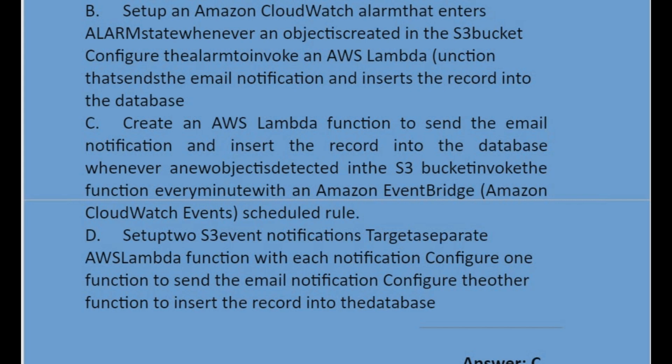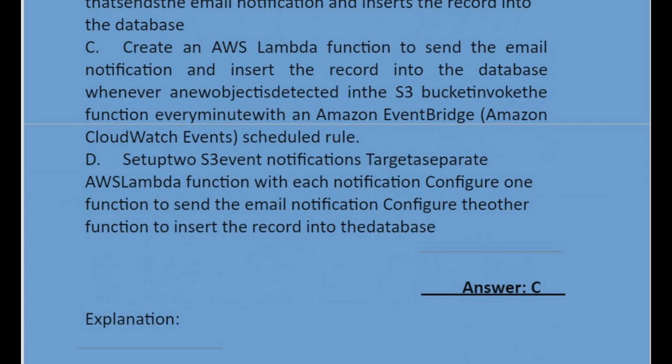Option D. Set up two S3 event notifications targets. A separate AWS Lambda function with each notification. Configure one function to send the email notification. Configure the other function to insert the record into the database. Correct answer is option C.